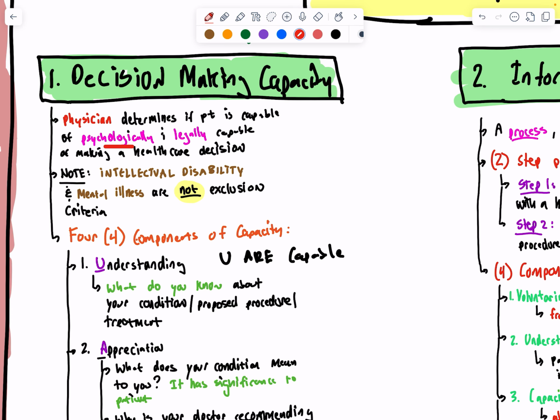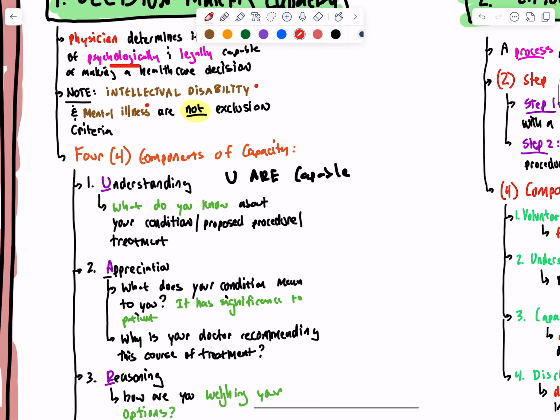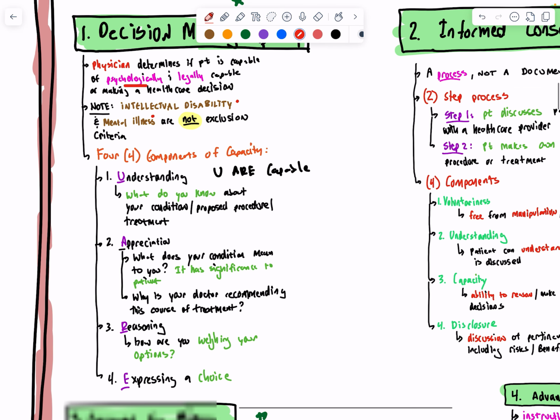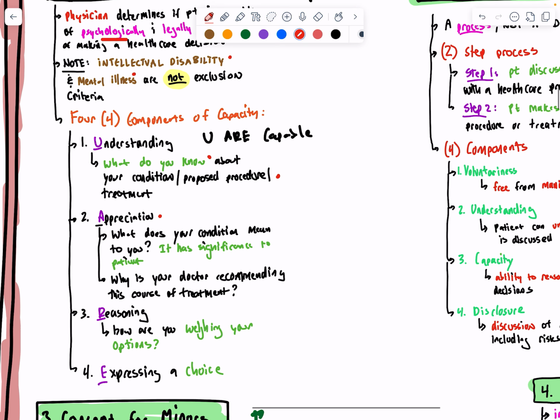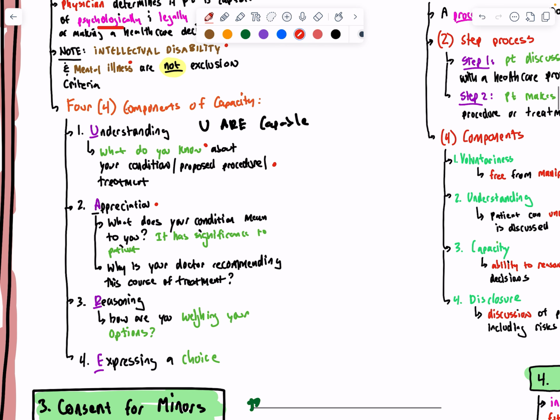Just as a general rule, intellectual disability and mental illness are not exclusion criteria for decision-making capacity, but there are 4 basic components for determining capacity. The first is understanding. So, what does the patient know about their condition or the procedure or the treatment that's going to occur? And then appreciation, does their condition have any significance to them?